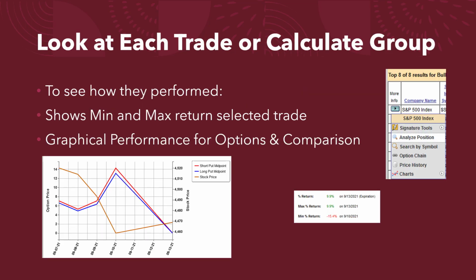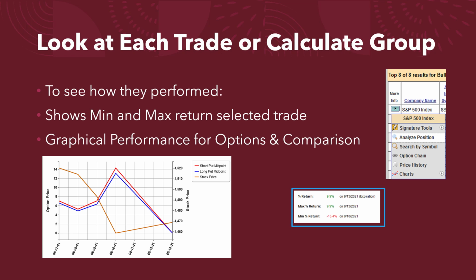Once we have the results in the Smart History Excel, we can look at each individual trade to see how they performed over the expiration cycle, or we can calculate the group results. When I have my list of historical trades, we'll simply click the Edit More Information button, the blue button next to one of the specific trades, and click on Analyze Position. This will give us a minimum and maximum return for the trade over the time period of the position.